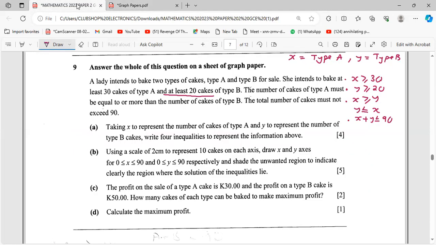Now, using a scale of 2 centimeters to represent 10 cakes on each axis, draw the X and Y axes for this interval. Both the X-axis and the Y-axis use 2 centimeters to 10 cakes, starting from 0 up to 90. You can see that there are no negative numbers.